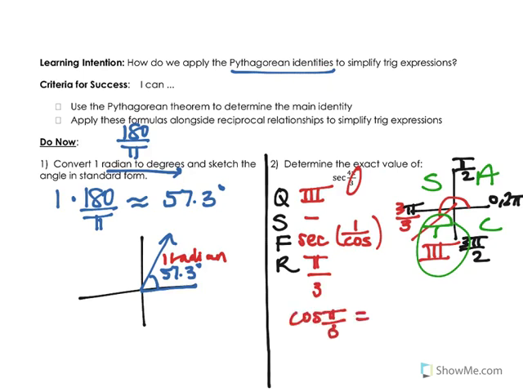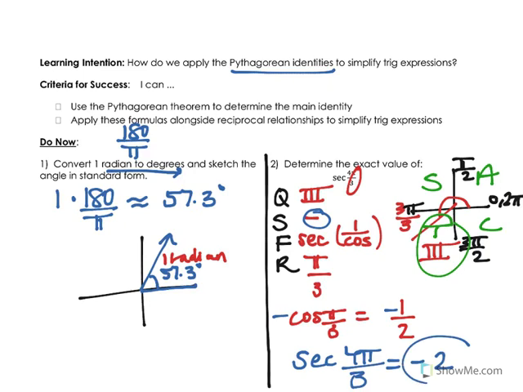So if I take a look at my exact value chart, the cosine of pi over 3 is going to be 1/2. And keep in mind that we knew that this was negative, so it should be negative 1/2. Now that's the value for cosine. If I wanted the secant, it's the reciprocal, so I'm just going to flip that fraction. So the secant of 4 pi over 3 is equal to negative 2 over 1, or just negative 2.